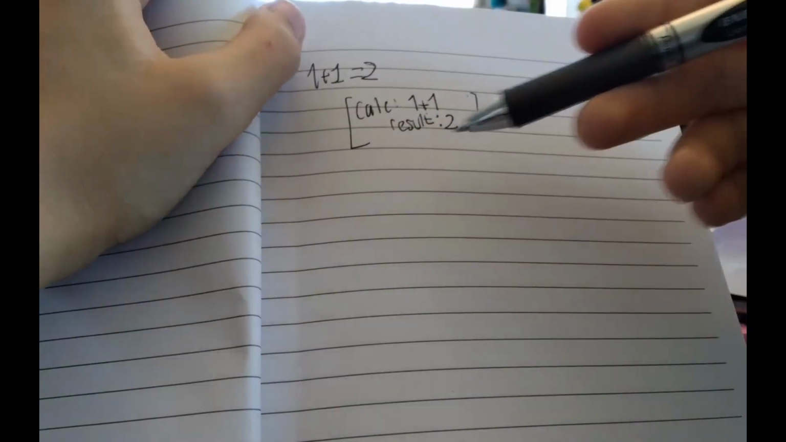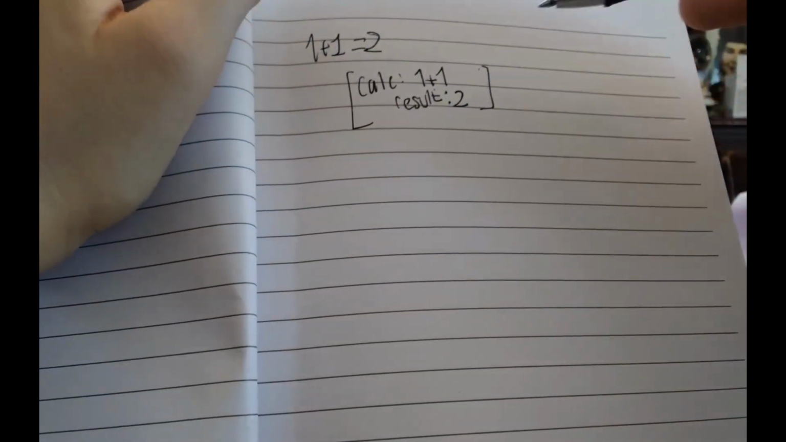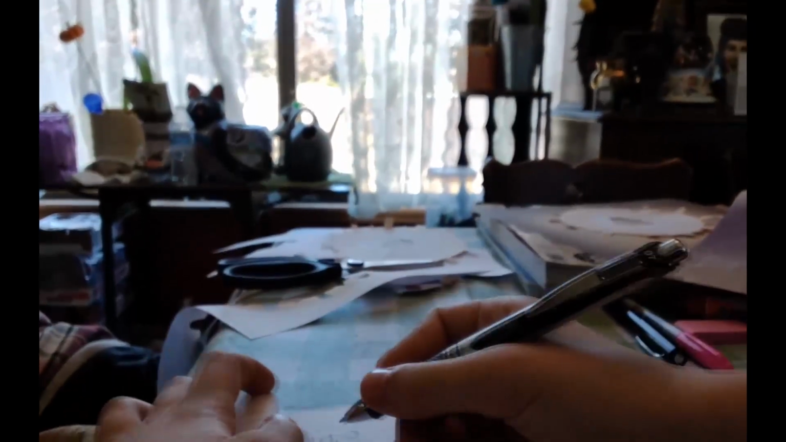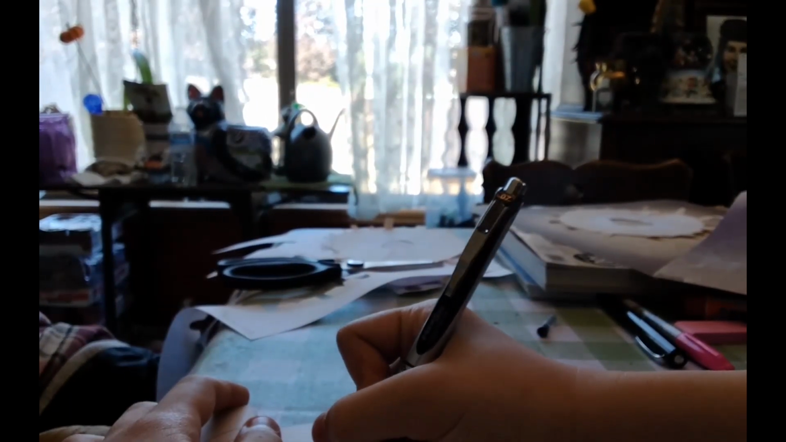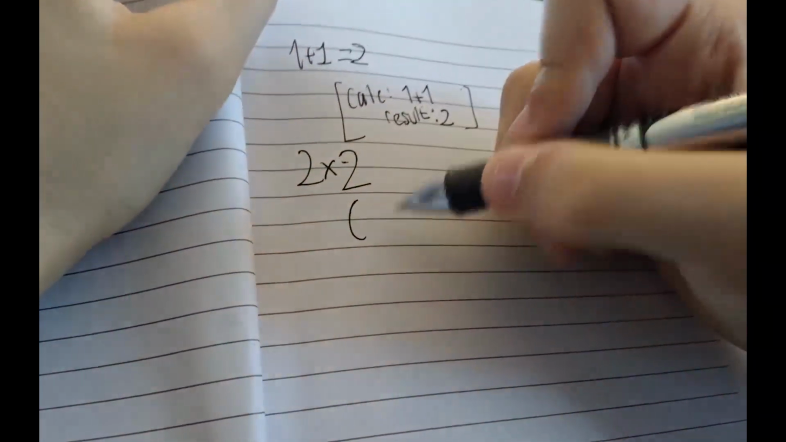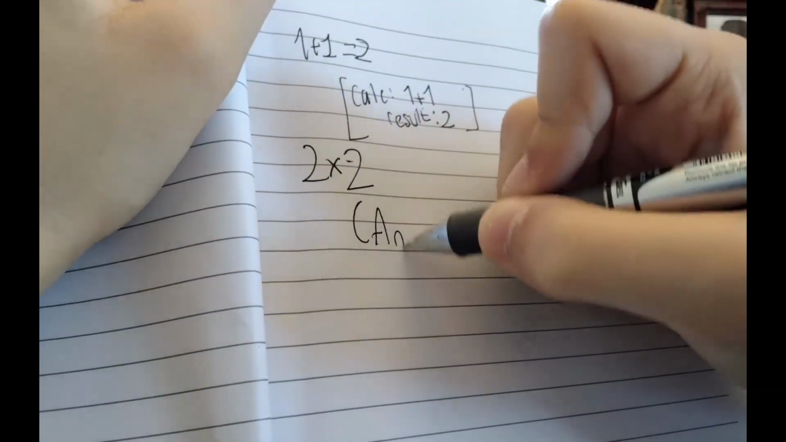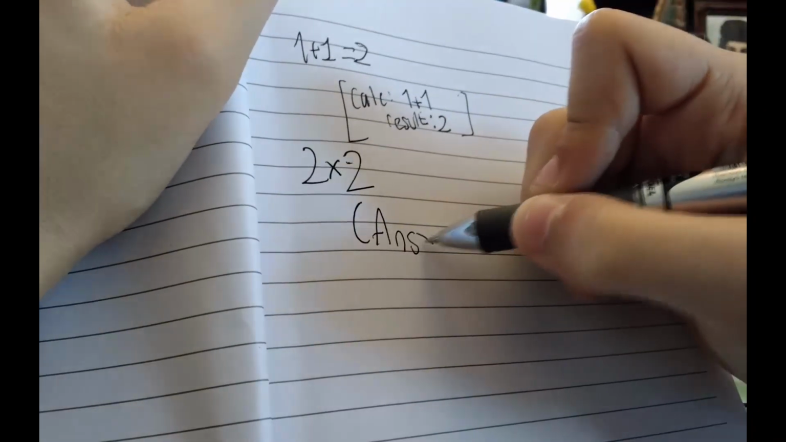On the calculator, 1 plus 1 results in 2. That means the basic function of the calculator is working. Let's do something different. Let's do 2 times 2. Or we can do ANS times 2.